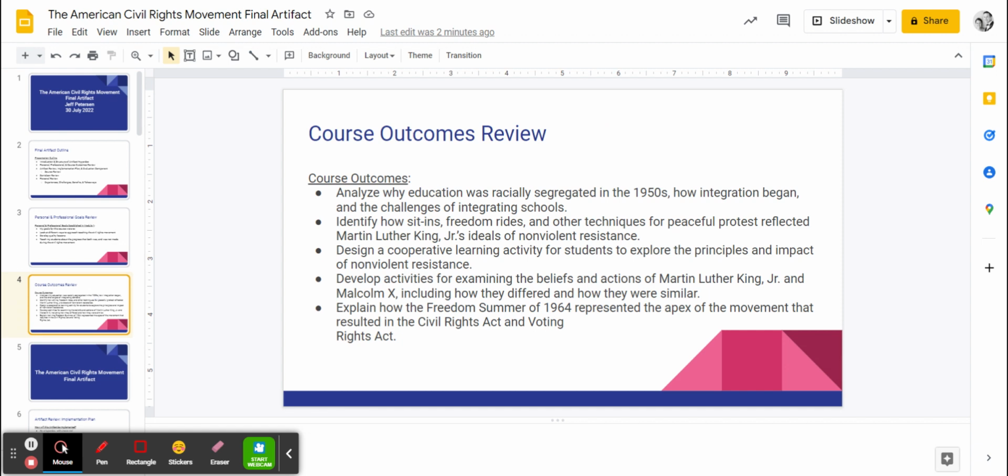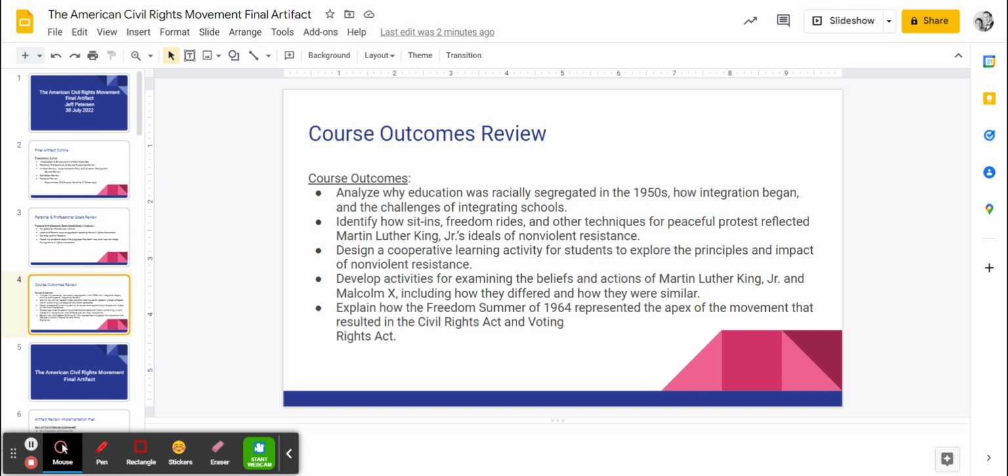In terms of the course outcomes, all of those listed in the syllabus are not necessarily represented in this artifact, although I think they've been represented throughout, like in the discussion boards. But some of those course outcomes included analyzing why education was racially segregated in the 50s, how integration began, and the challenge of integrating schools. I think I hit on that pretty in depth here, as you'll see on the actual hyperdoc itself, where students are looking in depth at things like Brown versus Board and some of the reaction to that. So students should clearly understand how schools were segregated, how integration began, and that it wasn't a smooth process of integration.